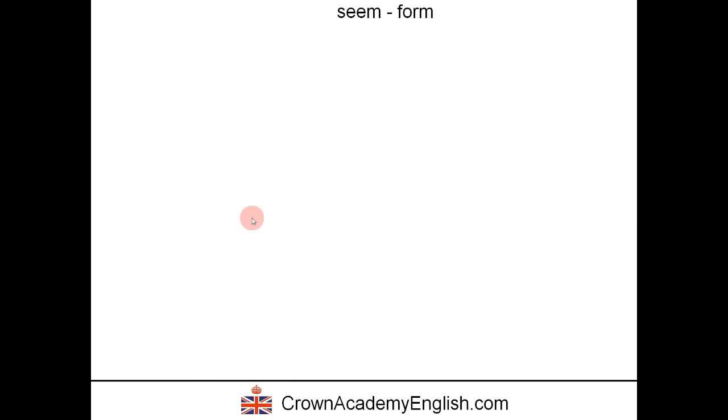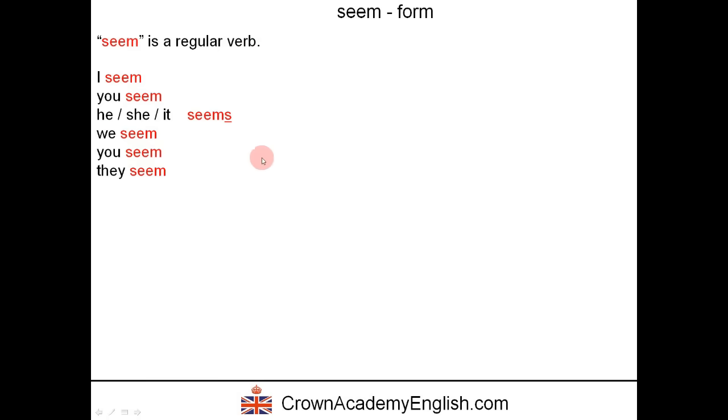Let's look at the form. So it is a regular verb. So here is the present simple form. I seem, you seem, he, she or it seems with an S. We seem, you seem, and they seem. So the only one that changes is the third person singular. The past simple is seemed, and the past participle is also seemed.